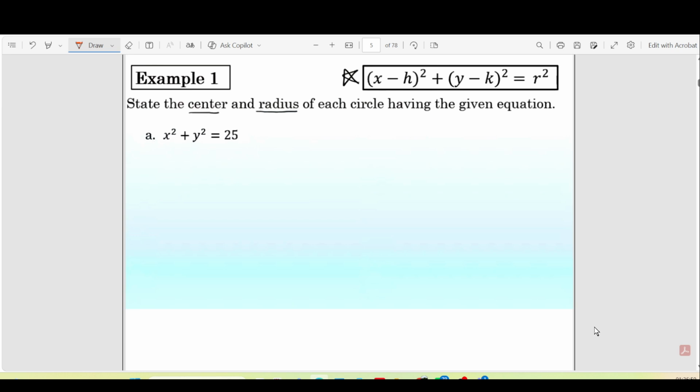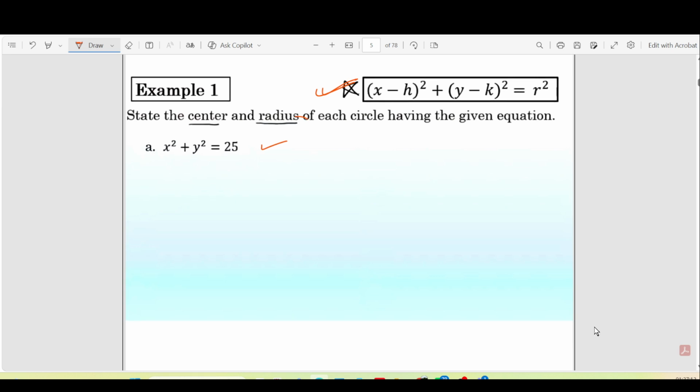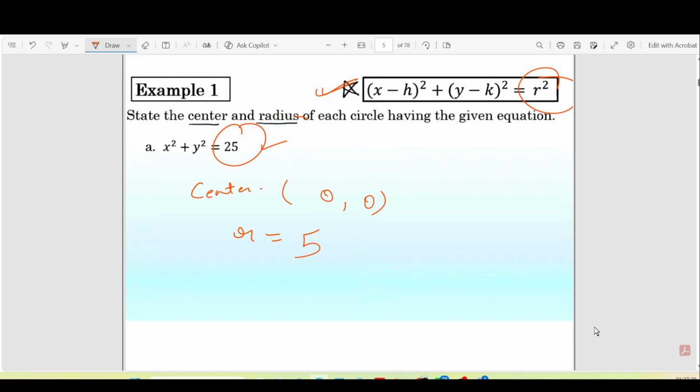So here, can you tell me what is the center of this circle equation by comparing it with the standard equation? The center would be 0, 0. Very good. Yes, the radius is 5 because r squared is equal to 25, so r will be 5.